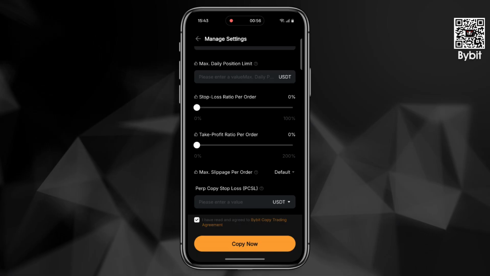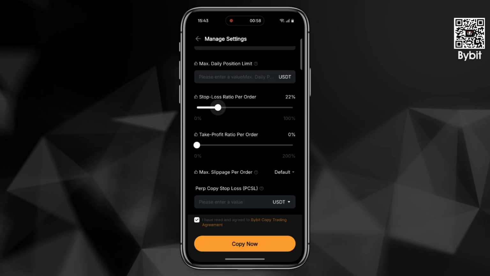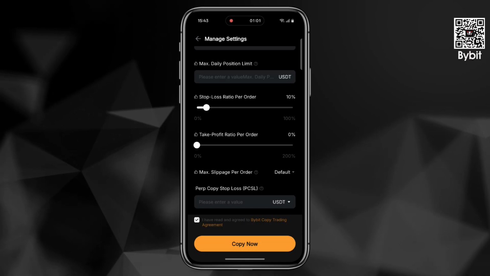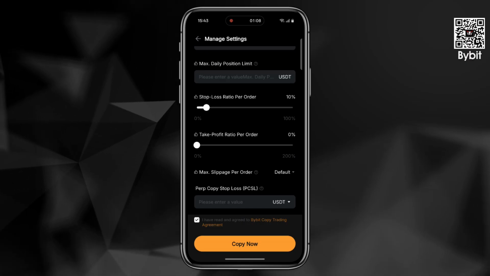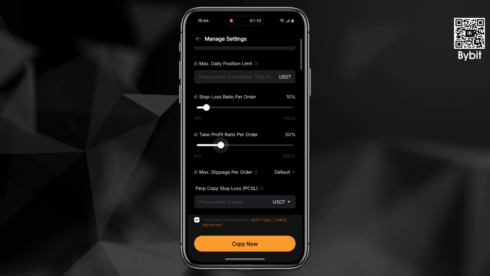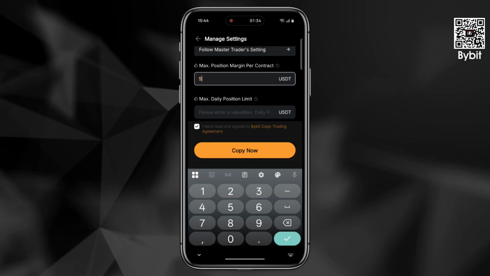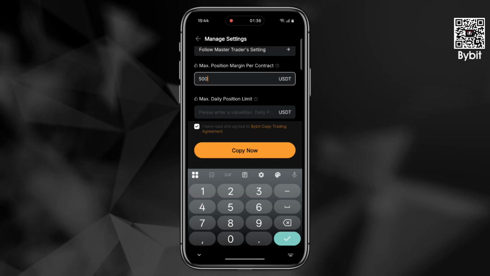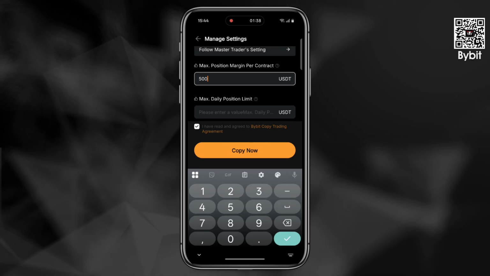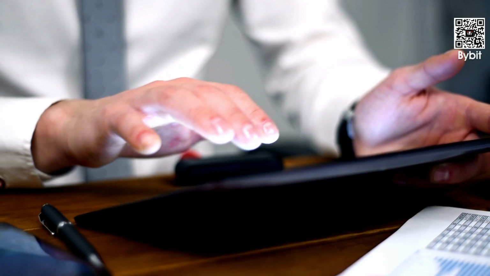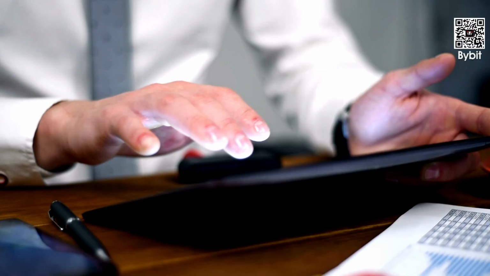Set up risk management. Stop loss. For example, 10%, so the trade closes automatically if the loss reaches half of the invested amount. Take profit. You can also set it to 50% if you want to lock in profits without constant monitoring. Limit the maximum amount per trader, for example, $500, to avoid investing your entire deposit in one. Optionally, enable auto unsubscribe if the trader doesn't trade for more than 21 days.